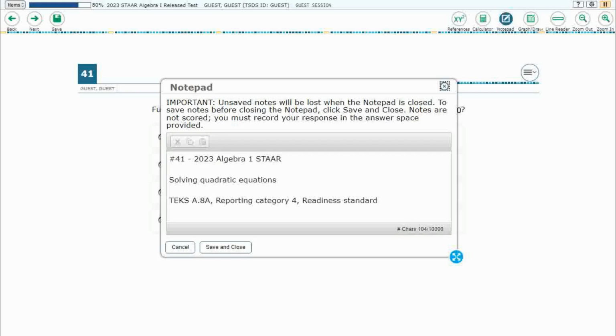Number 41, we are solving quadratic equations. This is a readiness standard in reporting category 4, TEKS 8.8a.